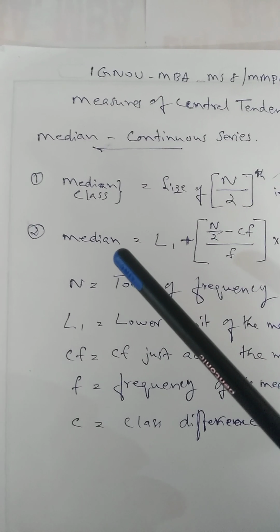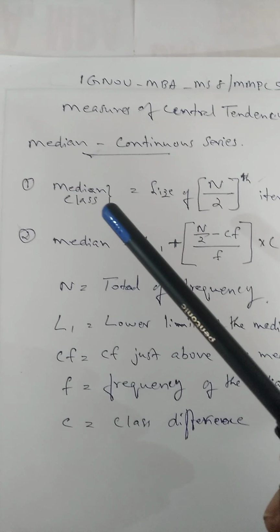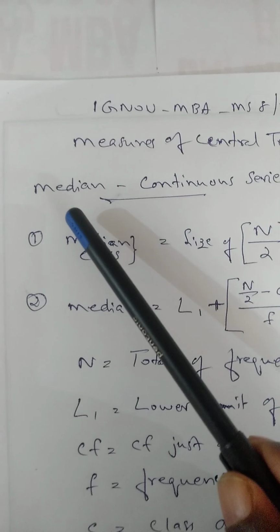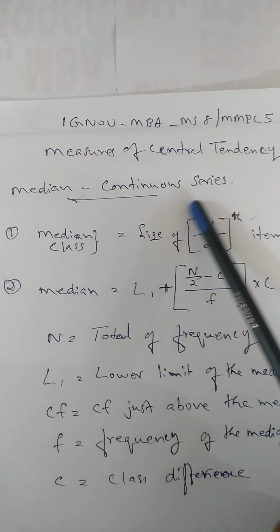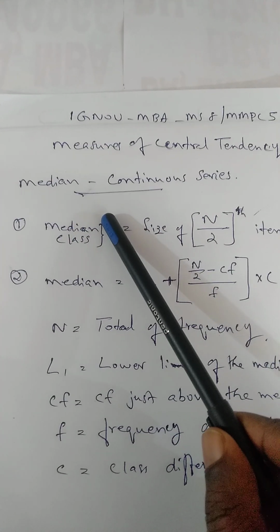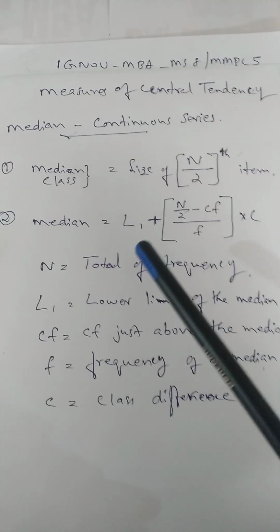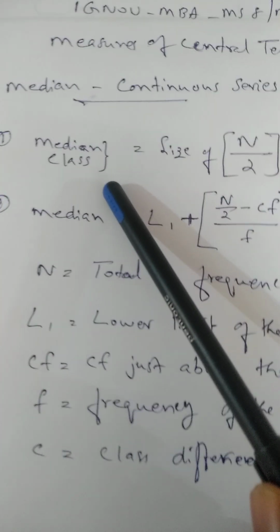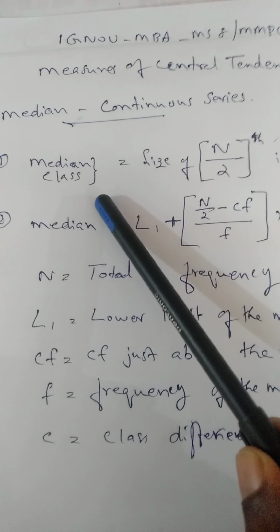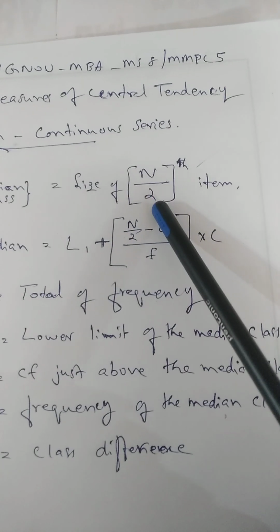In our last video, we discussed how to find a median under discrete series. Here, we explain how to find a median under continuous series. Under continuous series, median is calculated through two different steps. In the first step, we have to find out the median class. In order to find a median class, we use the formula size of n by 2th item.